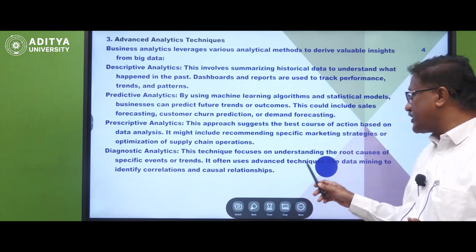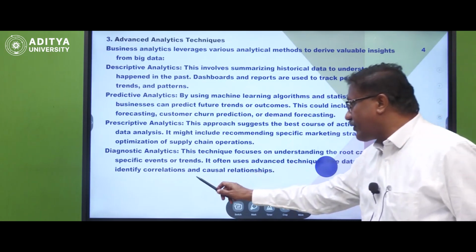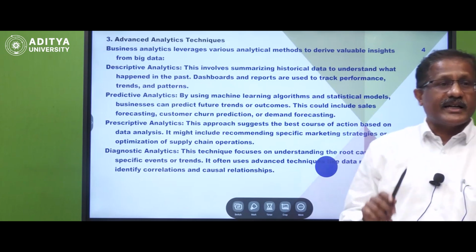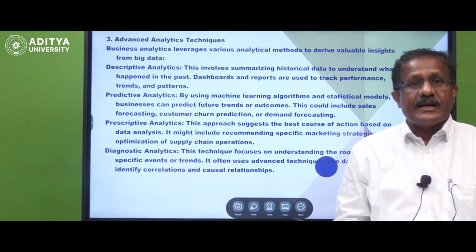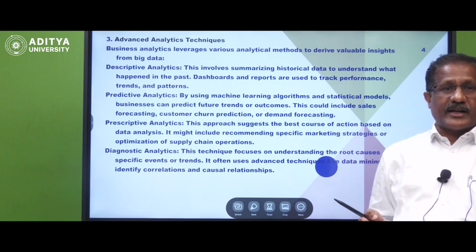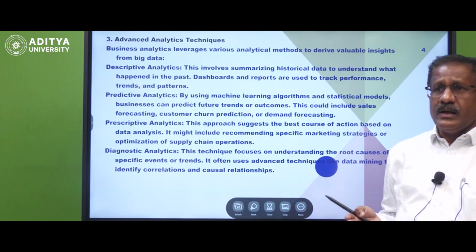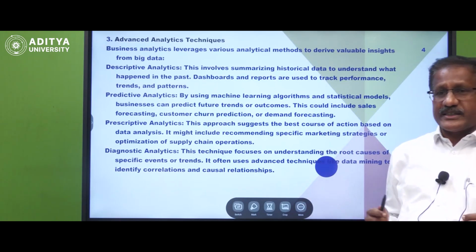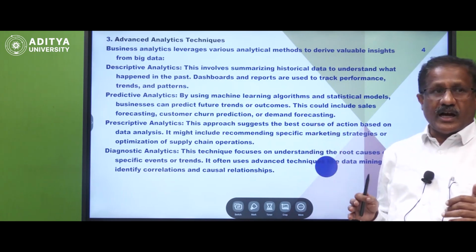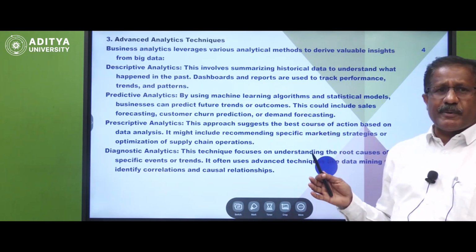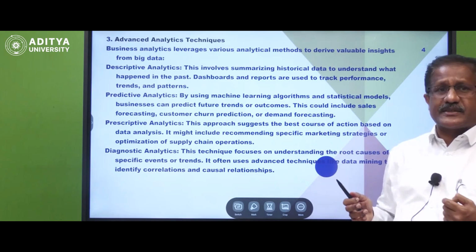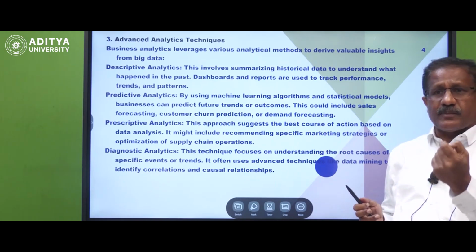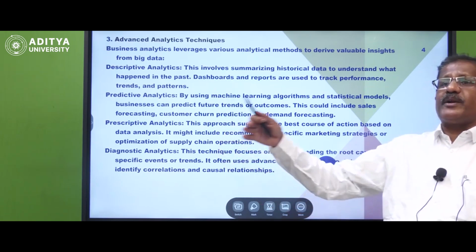What do you mean here? We are using the word data mining to identify correlation and causal relations. What do you mean by data mining? Data mining is extracting data from the deep levels of databases. For example, in diagnostic analysis, suppose there are more than 100 paddy pockets, and each has crores and crores of seeds. I want to find the particular data from this huge amount of big data.